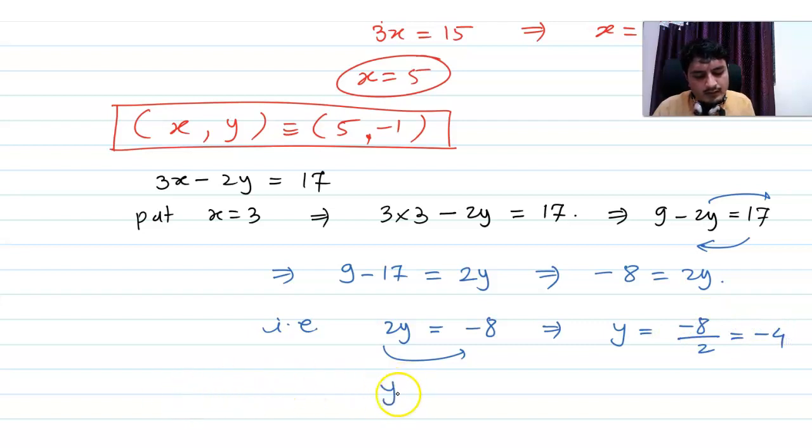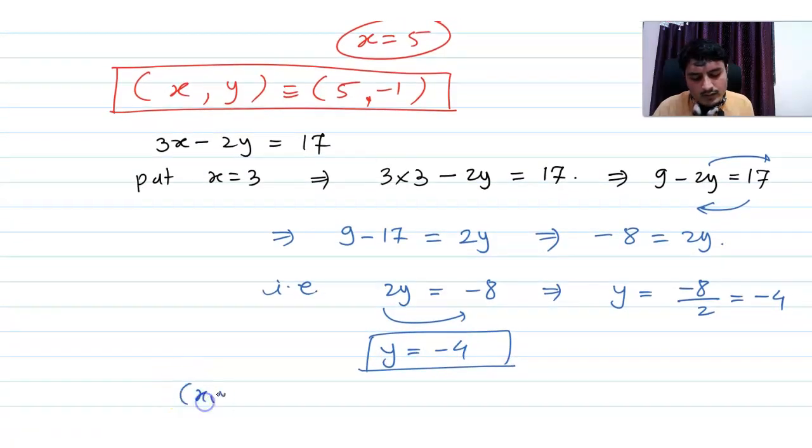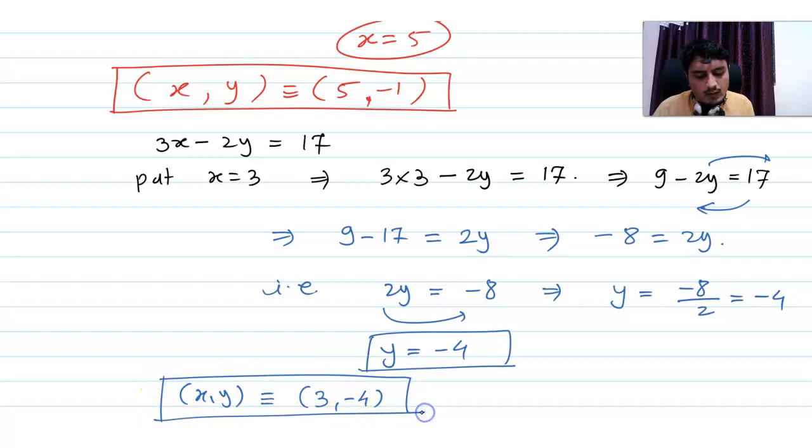So once the value of x is 3, then y is minus 4 for the given linear equation in 2 variables. So the x, y values are 3, minus 4. Hence here we have all 11 questions from question 3b.